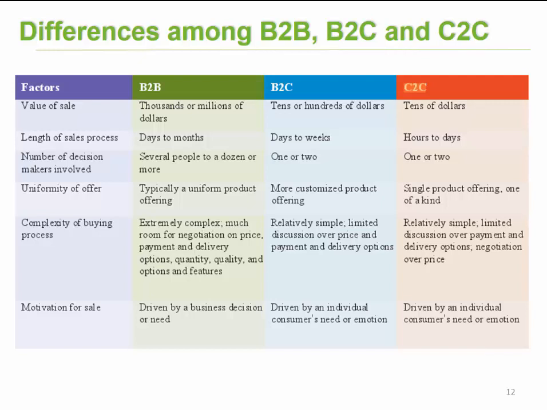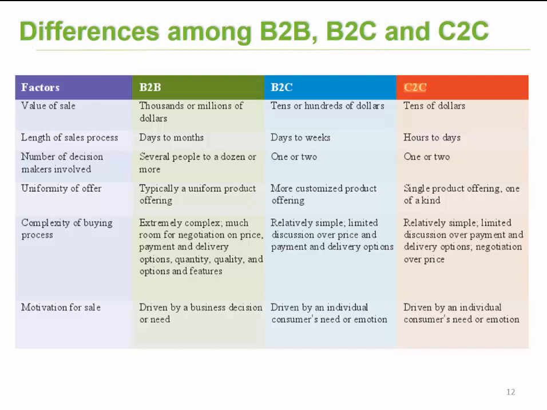Now, what will motivate people to use each one of these systems? If we look at business to business, it's usually driven by business decisions or needs. For business to consumer, it's individual customer needs, or depending on how they feel at that particular point in time. And then the same applies to consumer to consumer.